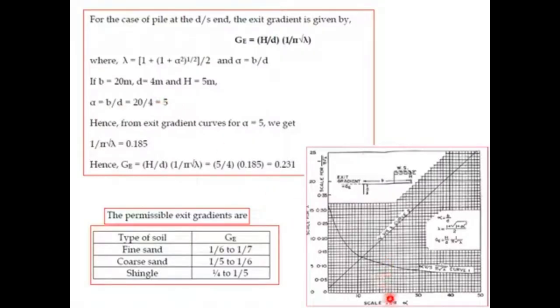So from the graph, here you can read the alpha value, which is 0.185. For a particular value of alpha, you can read 1 by pi root lambda, which comes to 0.1. Take this 0.185 and substitute here, so you will get the exit gradient as 0.231. Permissible exit gradients are always given. For fine sand it is 1/7 to 1/6, for coarse sand 1/6 to 1/5, and for shingle about 1/5 to 1/4. So we can check the exit gradients from this particular graph.